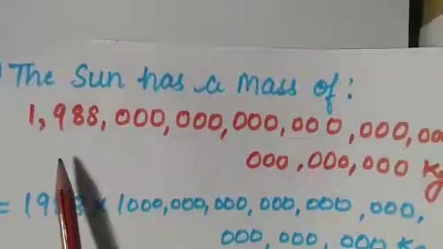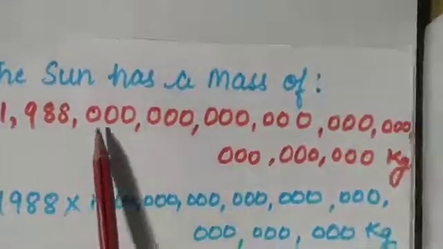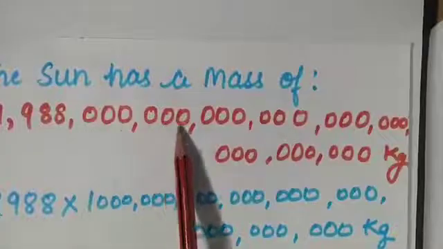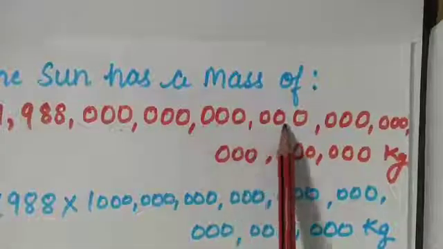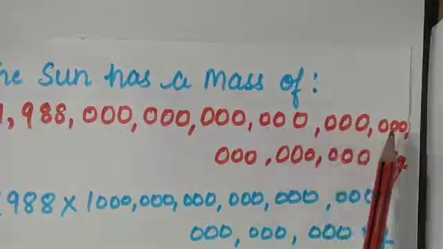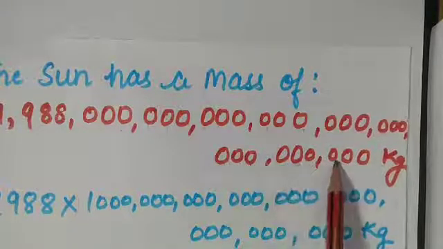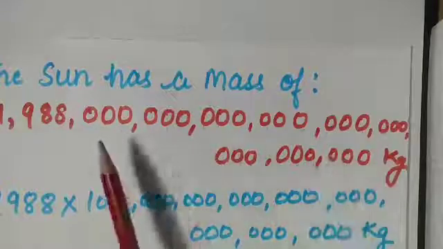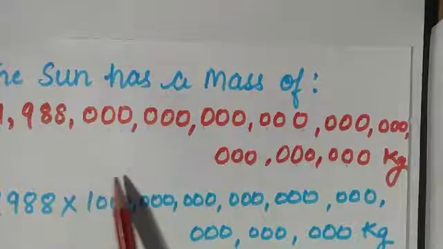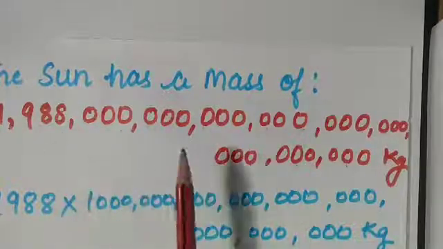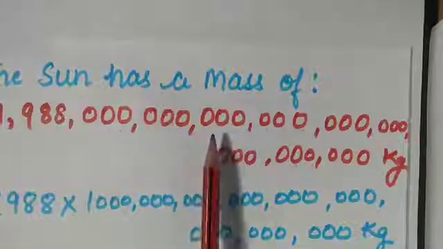So this is 1988 followed by twenty-seven zeros kg. So this is the mass of the sun, and this is a huge number to read, write and to remember.